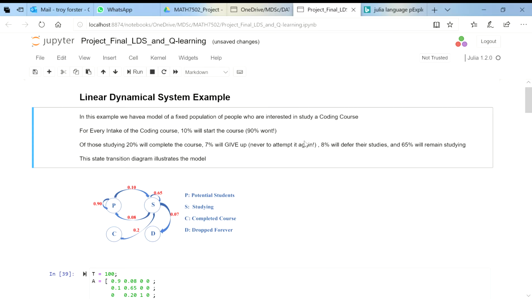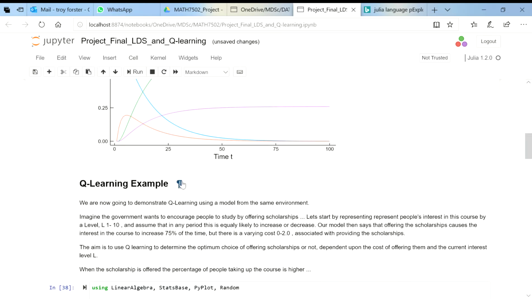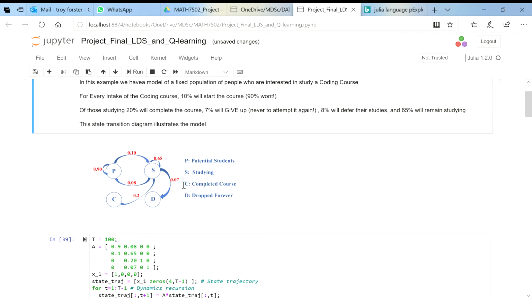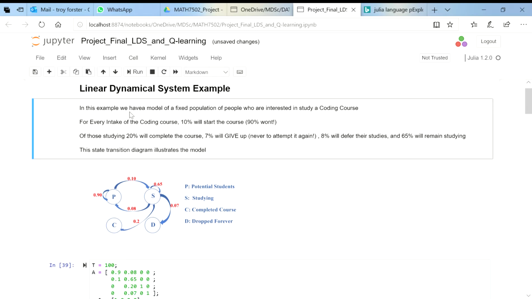Hi, today we're going to go through a couple of examples of Markov chains. The first is going to be a linear dynamical system, and the second is going to be an example of Q-learning. I'm going to have to rip through it because I haven't got much time here, but the first example is a linear dynamical system with 4 states.